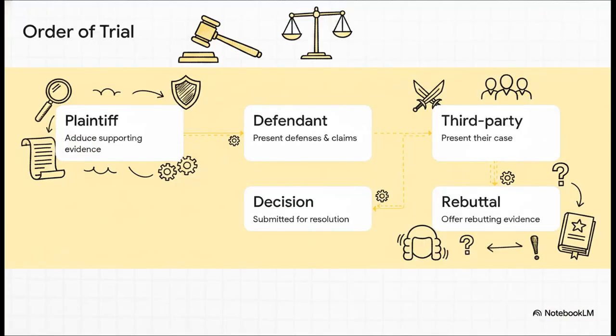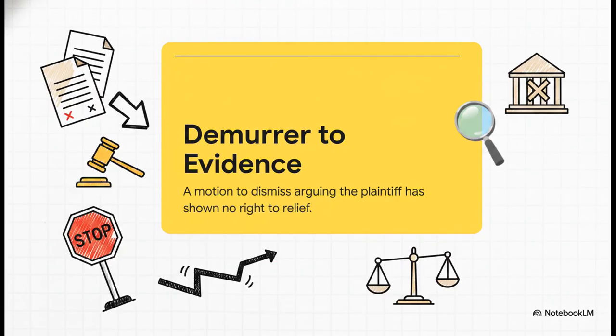Rule 30 mandates a very strict chronological order for the trial itself. The plaintiff goes first to present evidence supporting their complaint, then the defendant gets their turn. Next, any third parties present their case. After that, parties can offer rebutting evidence. It's this highly structured, methodical dance to ensure every single party gets their proper day in court before the case is submitted for decision. But there is a fascinating tactical shortcut called a demurrer to evidence.